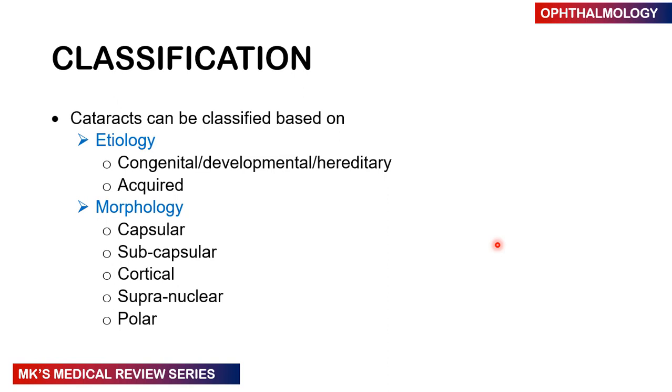So what is the classification? It may be classified etiologically, which is the classification I would want you to know, and it may also be classified morphologically, depending on the location of the cataract. Etiologically, it may be congenital, developmental, or hereditary, meaning you're born with it, or it may be acquired, meaning it's a condition that develops over time. According to morphology, it depends on where you find the cataract. It may be capsular, subcapsular, cortical, supranuclear, or even polar. I will show you images a bit later on.